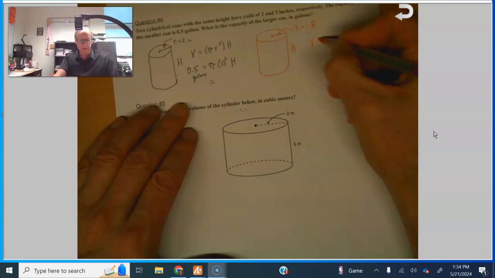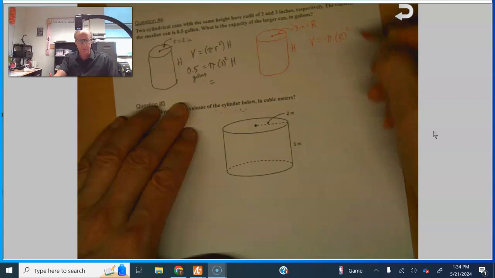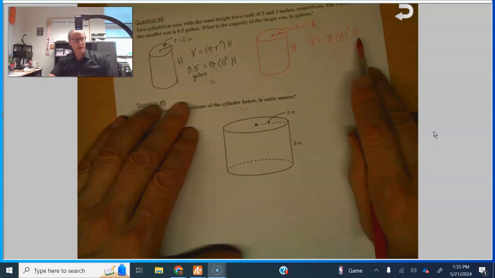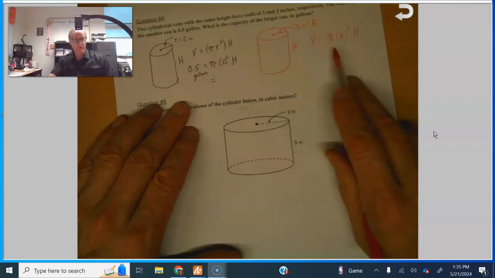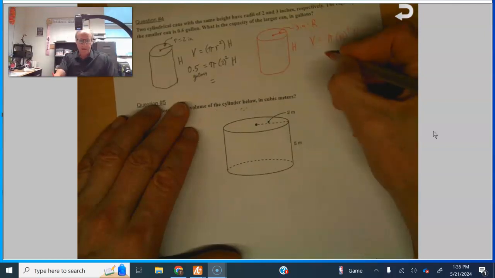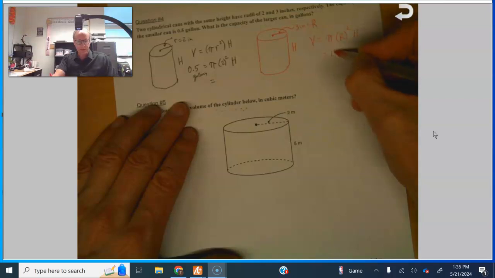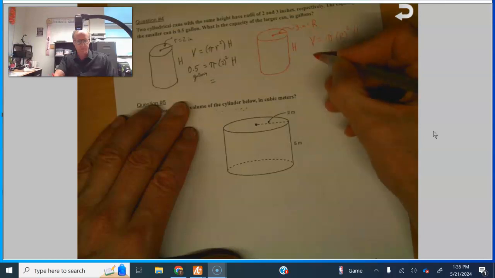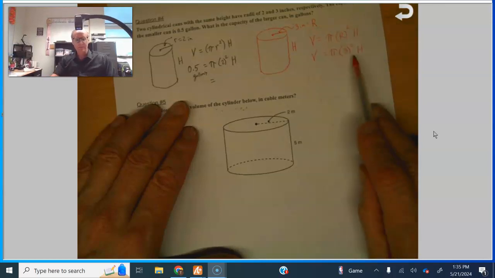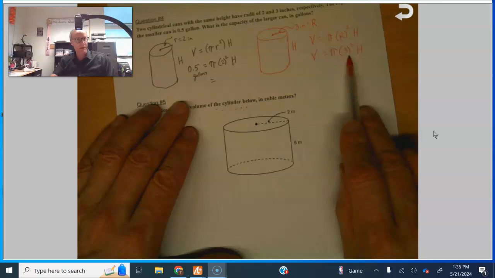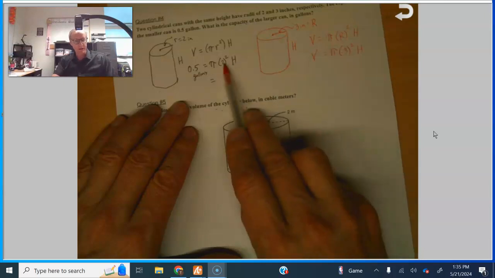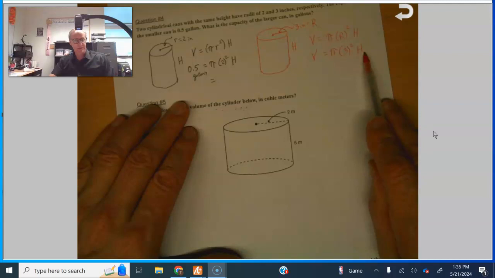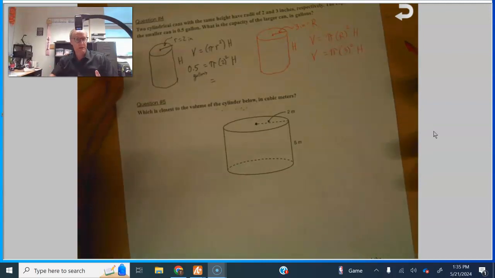The volume is equal to pi, and this time it's the big R, squared H. Now, the way that they want you to do this is they want you to figure out what the ratio of these two volumes is. And here's how this works. This is pi times 3 squared times H, and this is the volume. And we have a ratio of volumes that we could write for this. This one is 4H, this one is 9H. That's the ratio, 4 to 9.